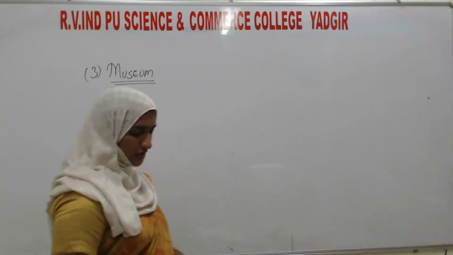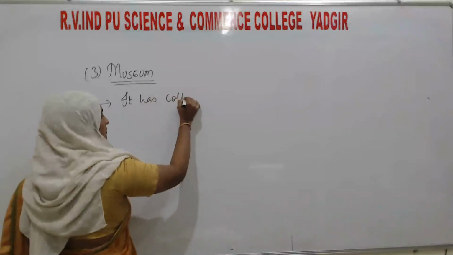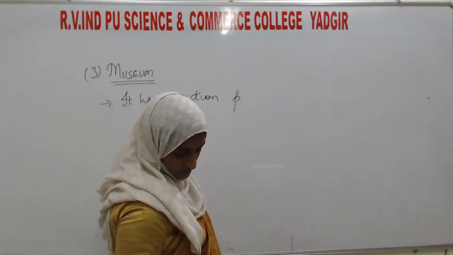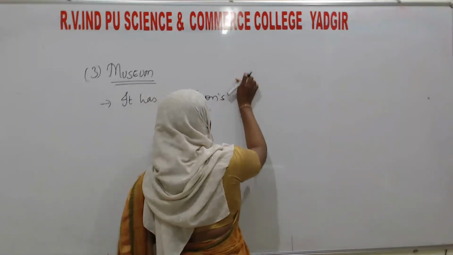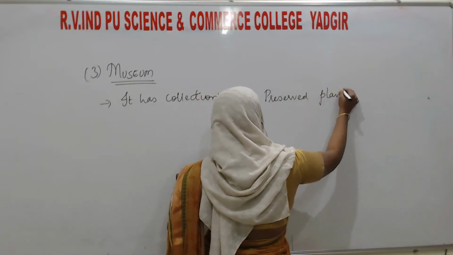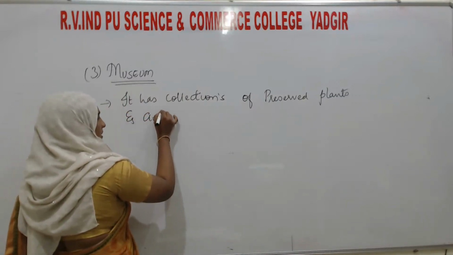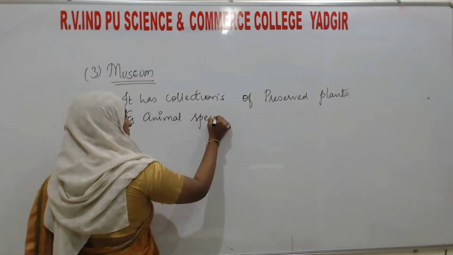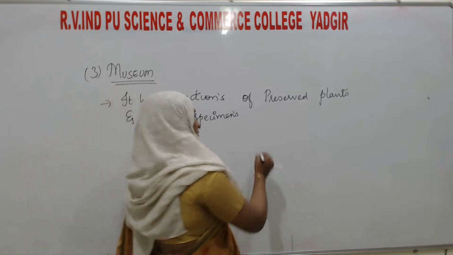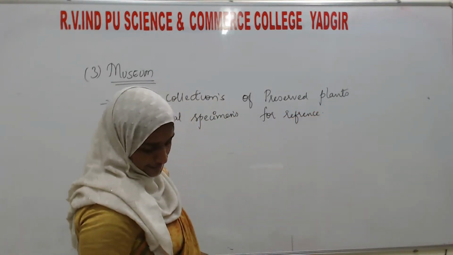Museums have collections of preserved plants and animal specimens. For what reason are they preserved? For reference. This is known as the museum.